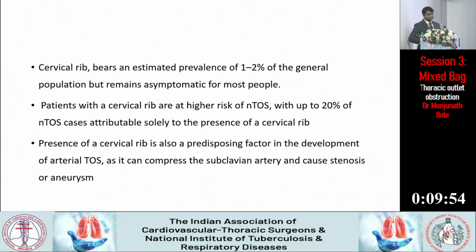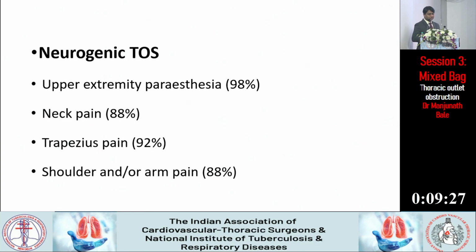Cervical rib, which is one of the most common reasons for it, is present in 1 to 2% of the general population, but most of them remain asymptomatic. Only 20% of the patients of TOS have a cervical rib present. So one has to be very careful when reviewing the scans. And cervical rib can also be a predisposing factor for development of arterial TOS, where there can be compression and development of aneurysm or stenosis.